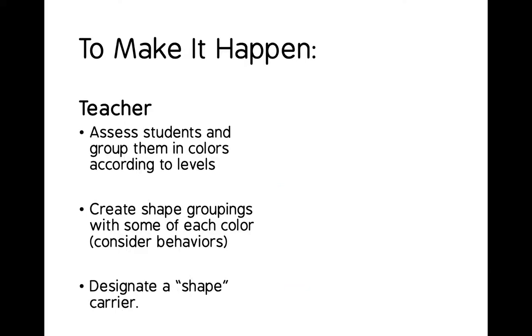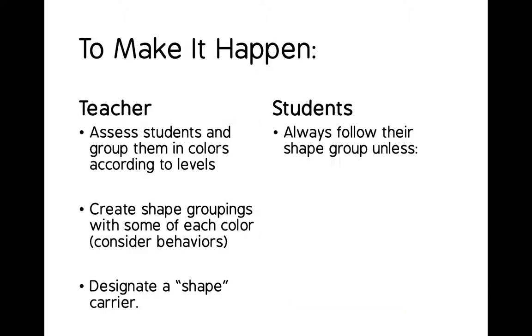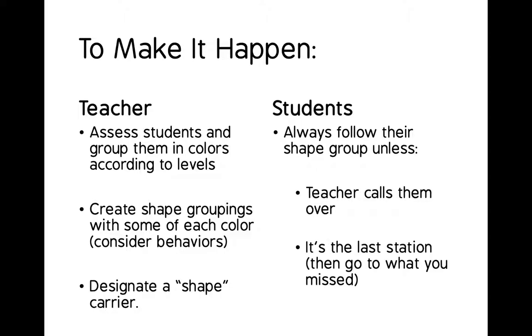And finally, something that teachers have done to help this work better is they've designated a shape carrier. This person carries the sign around from group to group so that when students are rejoining their shape group from the teacher station, they just look for the shape. The students always follow their shape group unless the teacher calls them over, or if it's the last station, and then you go to what you missed.